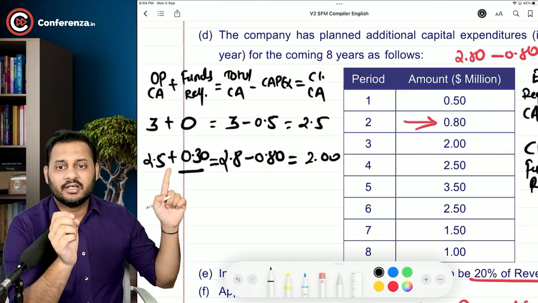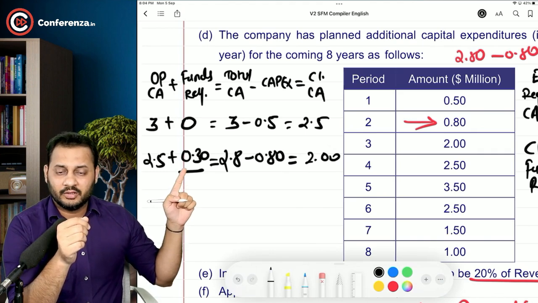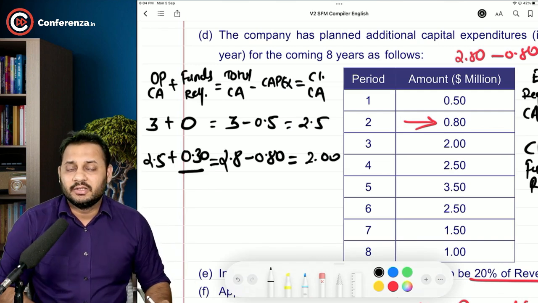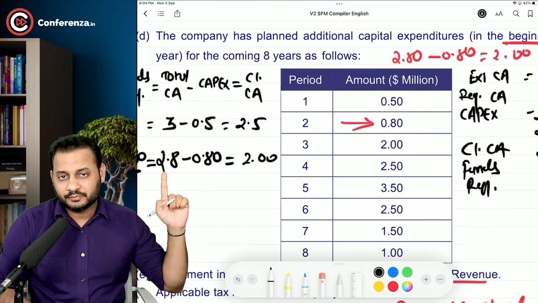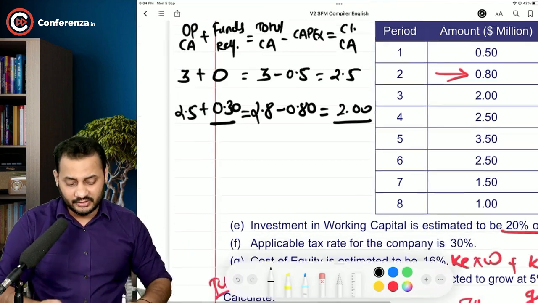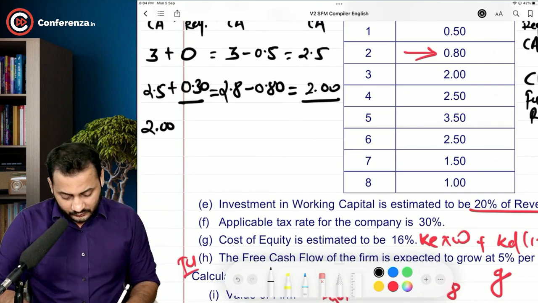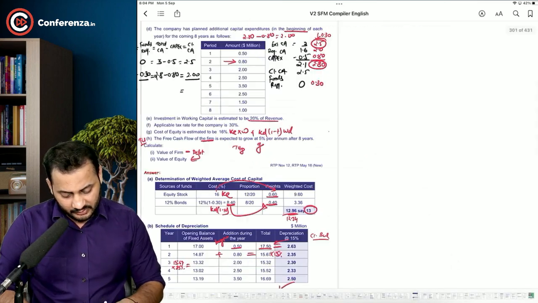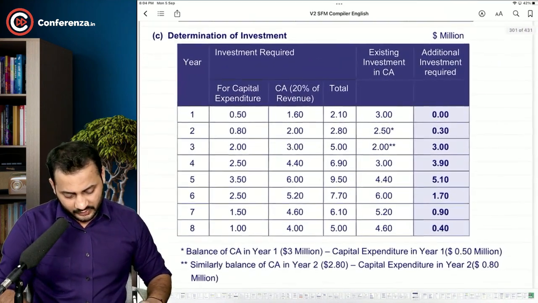For the second year, we will present that the capital required is 0.30. This is the capital required for both current assets and the capital expenditure, because the rest of the requirement can be fulfilled from the existing current assets. Now the current asset balance is exactly on the same level which is required. From the third year onwards, you won't face any kind of problem. So, just remember this 0 and 0.30, and I will just show you the working here.